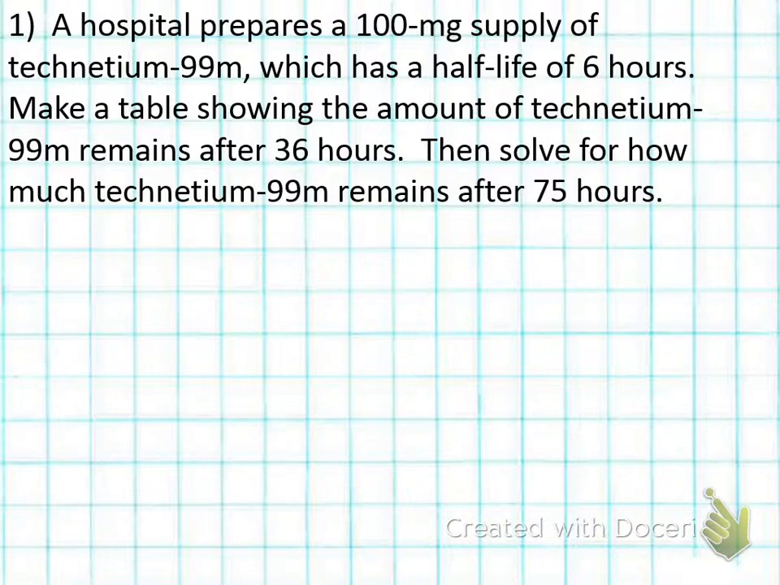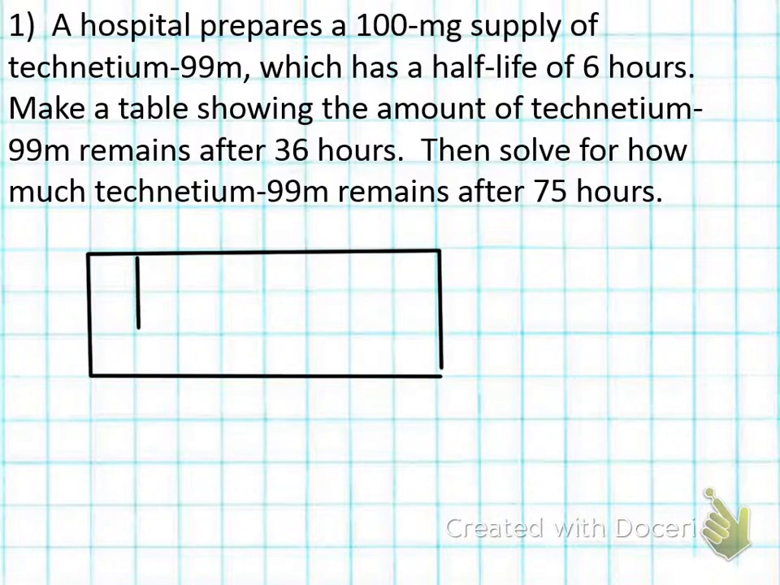Technetium. So, whenever you look at a problem like this, we have to work things out and understand what's going on. The hospital is preparing 100 milligrams of something, a little amount of it, and it has a half-life of 6 hours. So the first thing you always want to do is figure out what's happening in the whole situation, and it's good to make a table. I like making a table before I start working things out because it helps me understand what's going on. So I'll just make a table and draw some lines.